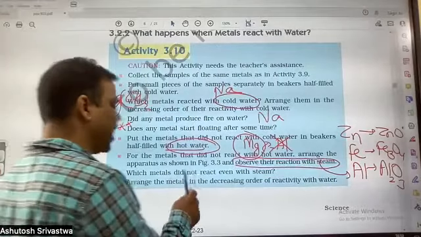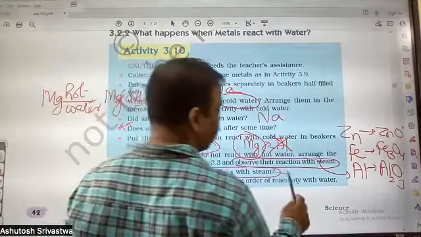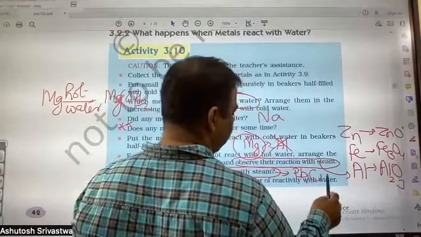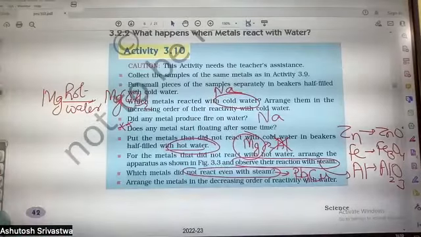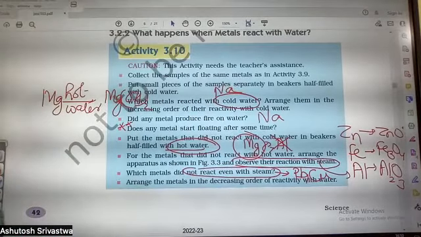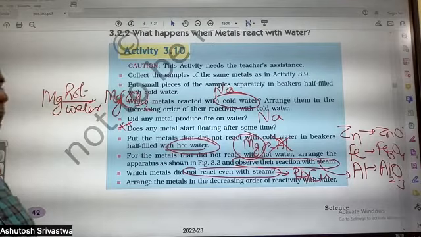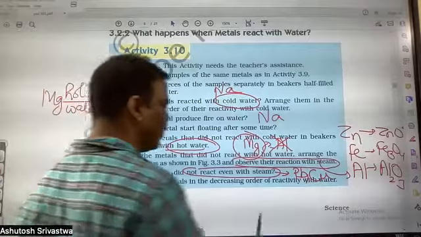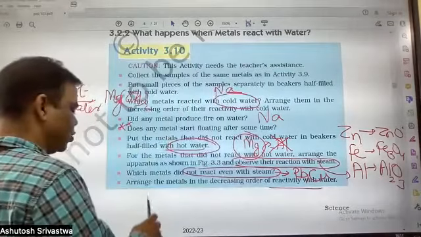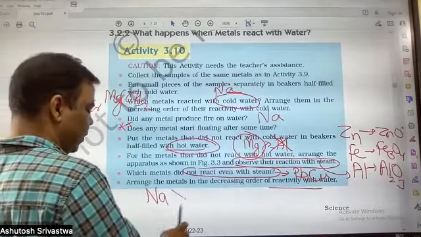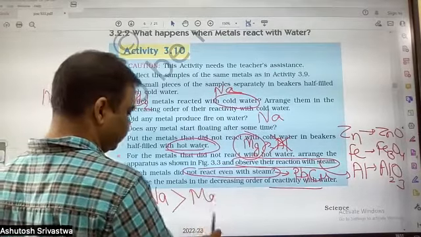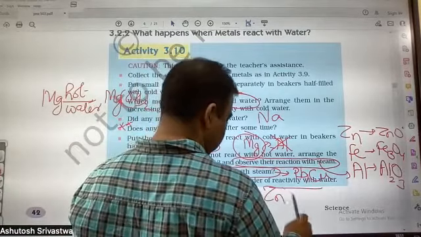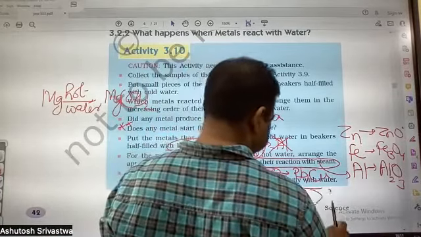Which metal does not react with steam? Mg, Zn, Fe, Sn, Pb. Pb is not going to react. Copper is not going to react. All these will react. Copper and lead will not react. Arrange the metals in decreasing order of reactivity with water. So we will say that sodium, then magnesium.